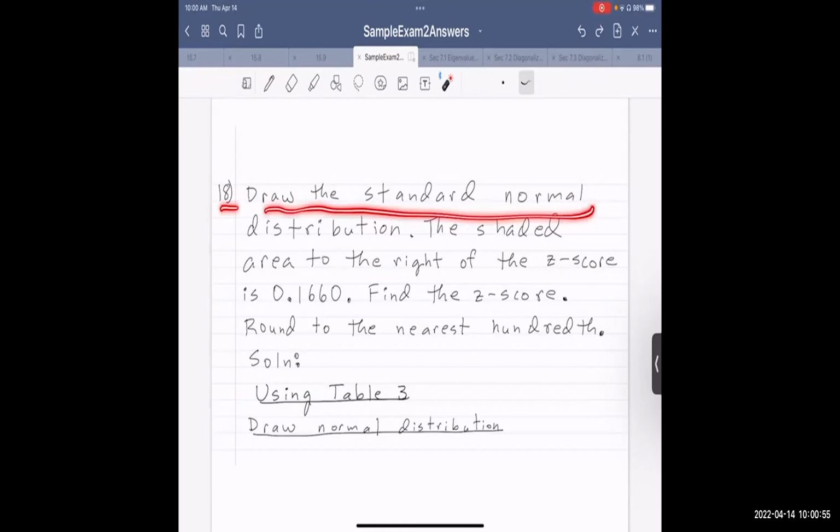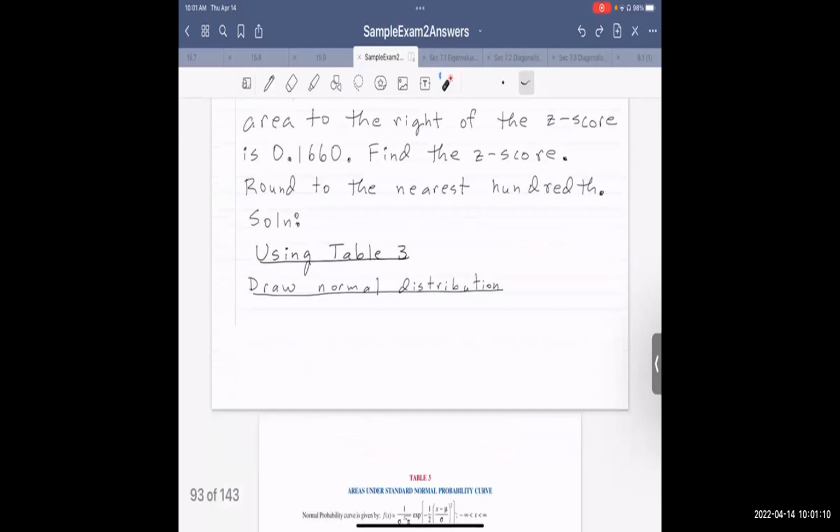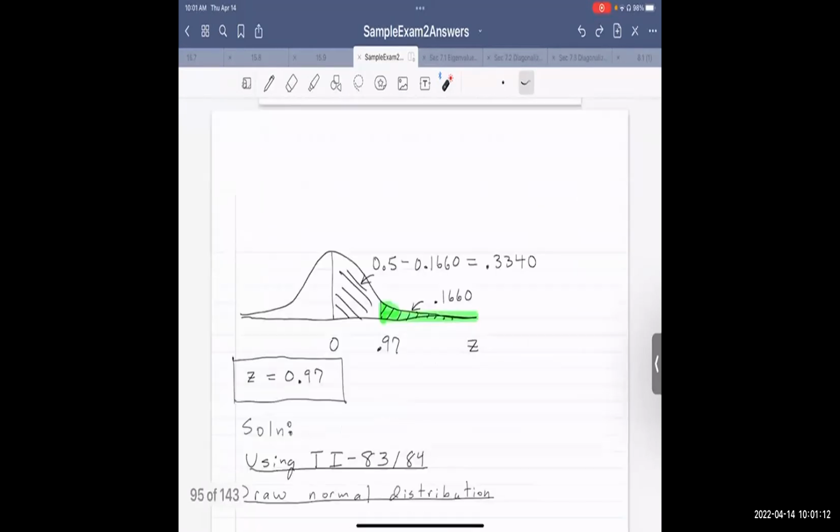Draw the standard normal distribution. The area to the right is 0.1160. Find the z-score, rounding to the nearest hundredth. So let me use table 3. Let me draw my normal distribution. And so I have here a normal distribution, and I have that the area here to the right is 0.1160.